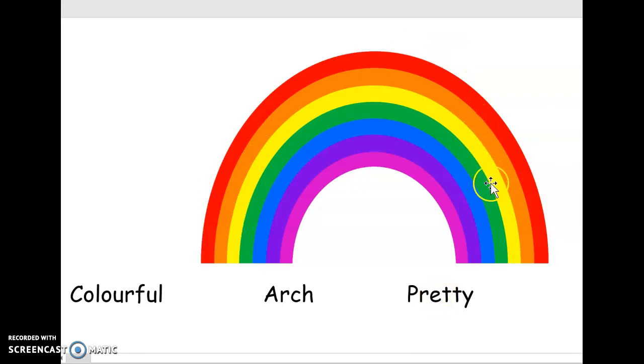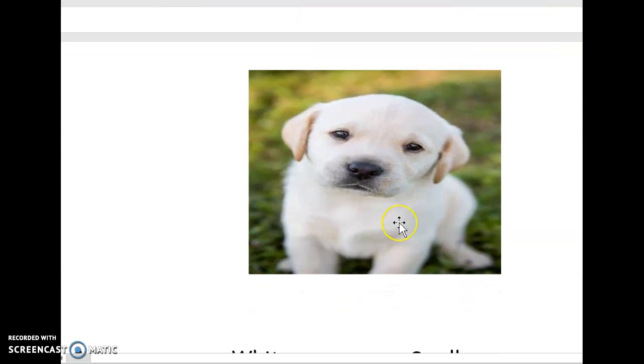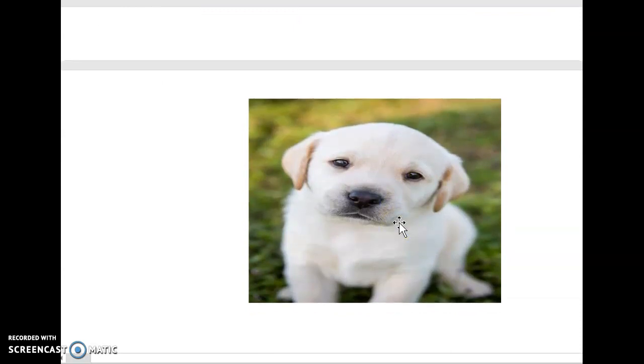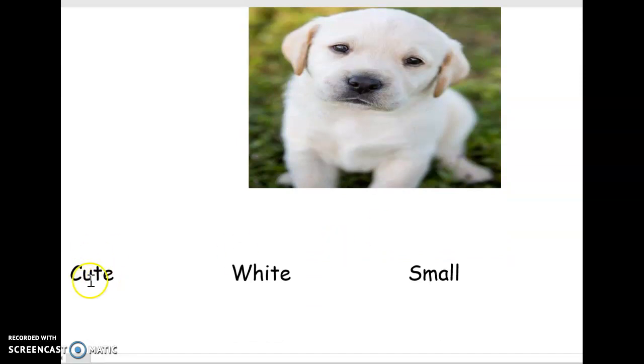So that's a rainbow. What about an animal? What about a little puppy? What sorts of adjectives could you use to describe a puppy? Have a good look at the picture. I've chosen very cute. Then I've looked at the colour, it's white. And then I looked at the size of the puppy, it's small. So my 3 adjectives are cute, white, and small.